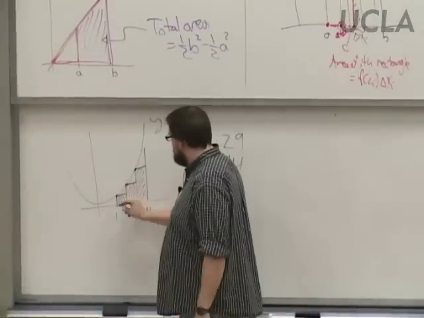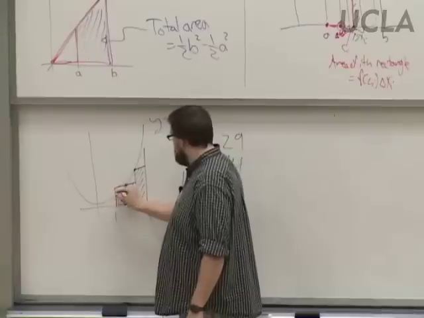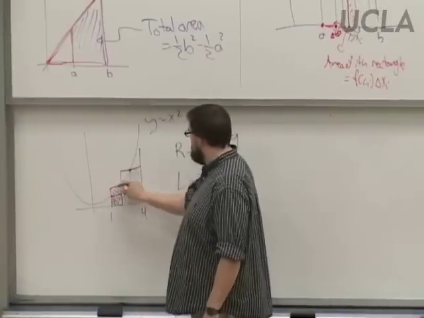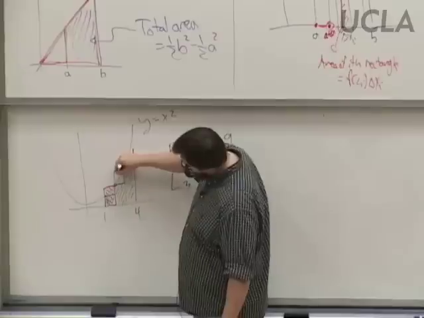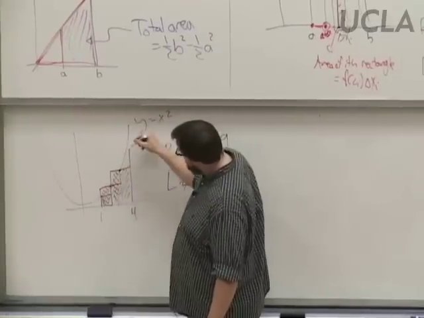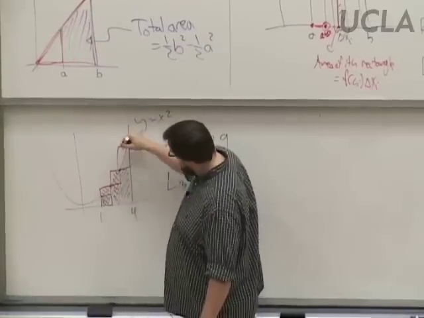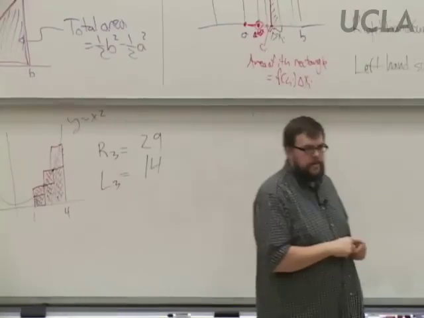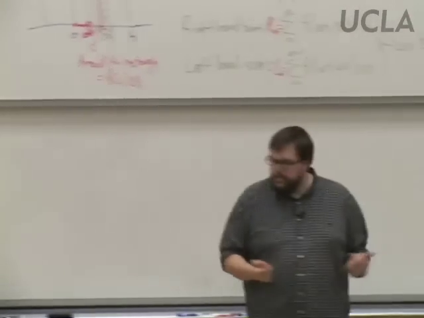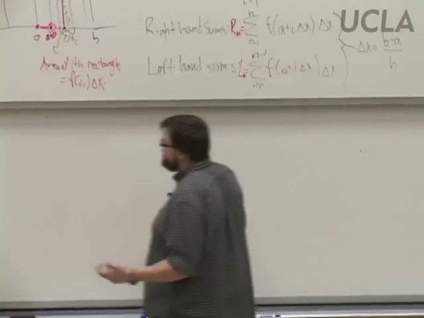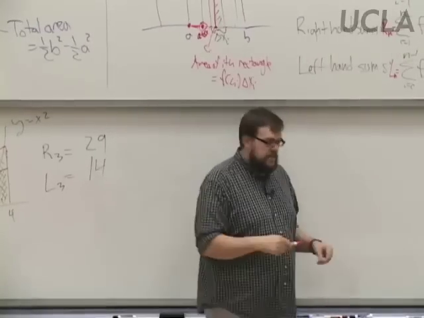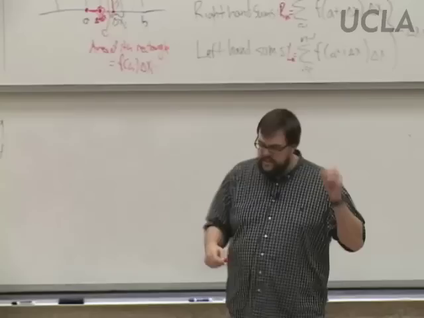In R3, the idea is now we use the right endpoint. So for the first rectangle, we'd use that one, then for the second one, this one, and then for the third one, this one here. And now we actually have an overestimate. So we know that between 1 and 4, the area underneath the curve y equals x squared is somewhere between 14 and 29. Hopefully within the next 10 or 15 minutes, we'll be able to say exactly what the area is.